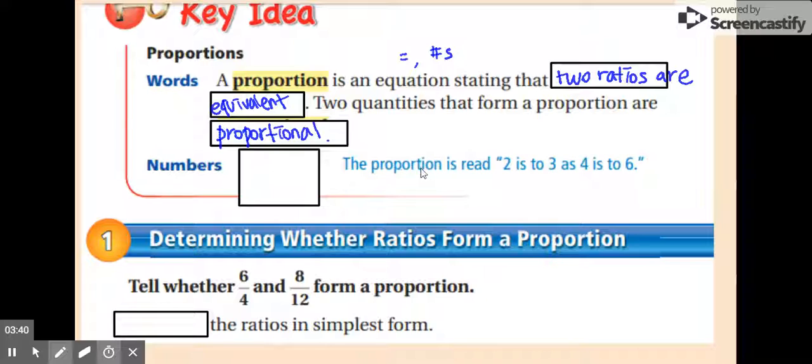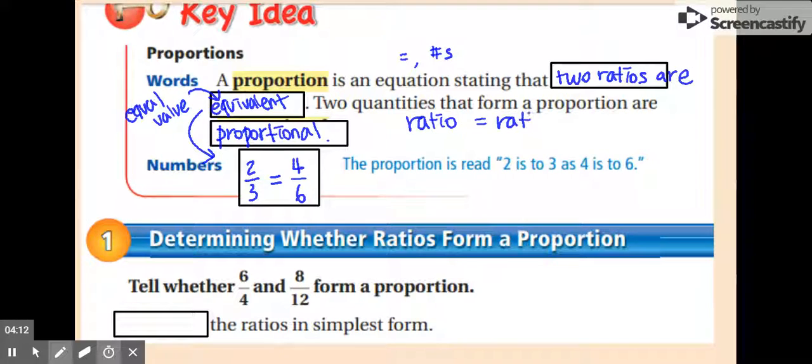So for example, the proportion is a ratio 2 to 3. I have 2 to 3. And if I have 4 to 6, and 4 to 6 actually, if it's simplified, it's going to be 2 to 3. So I can say those two are equivalent, right? Equivalent. Both have equal value. Equal value. That means equivalent. So this is the example. So 2 to 3 is equal to 4 to 6. So this is a proportion.